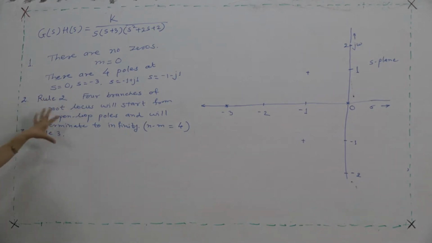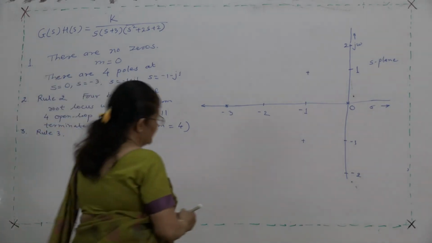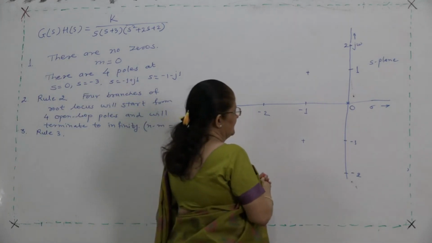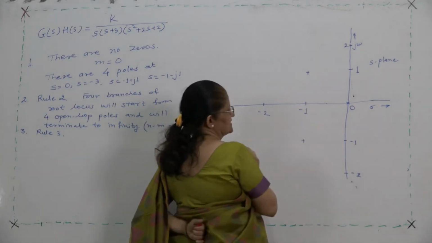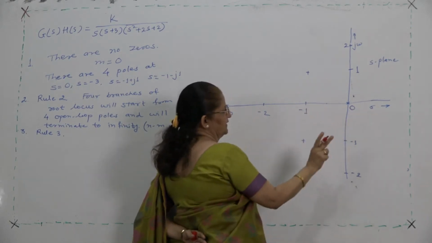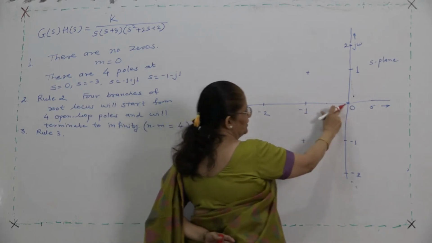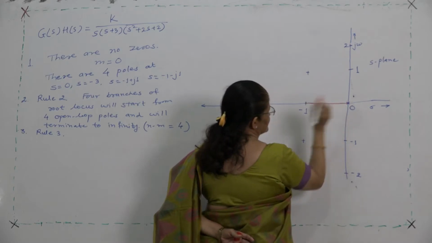Then we know that 4 branches will start from the open loop poles. Now, rule 3: which part of the real axis will lie on the root locus. So what does the rule say? You have to consider a real axis point, any point, a test point. Suppose I am considering this as a test point. How many poles are to the right side of this? 1, which means this will lie on your root locus. So till -1 it will lie on the root locus.